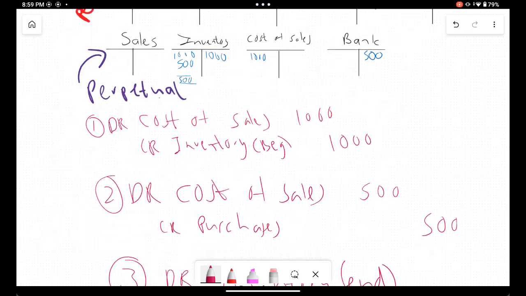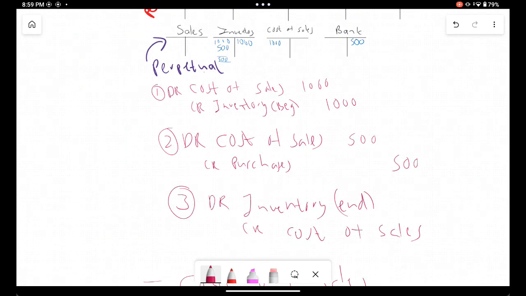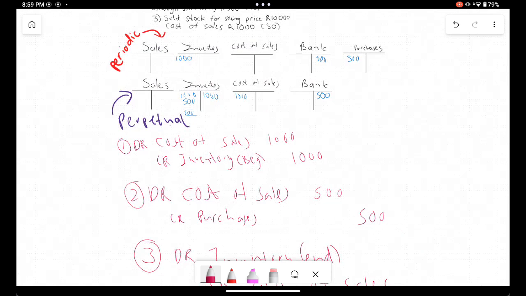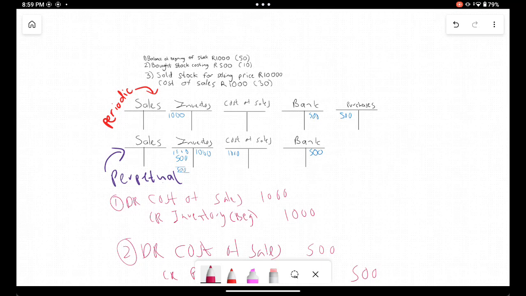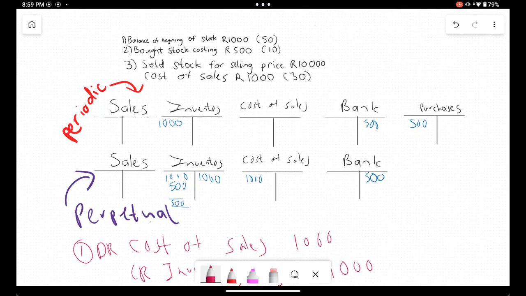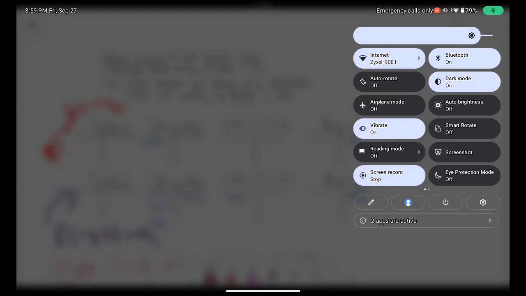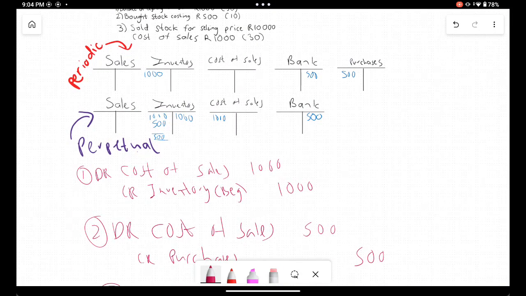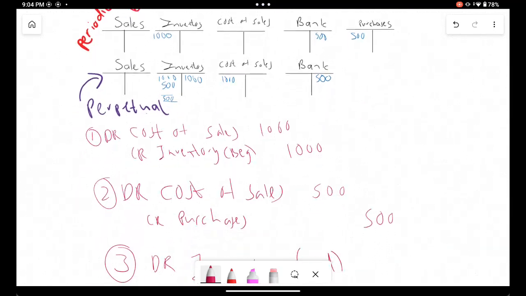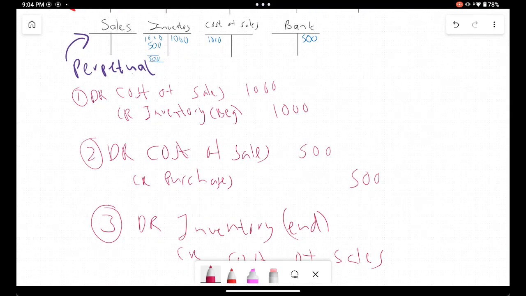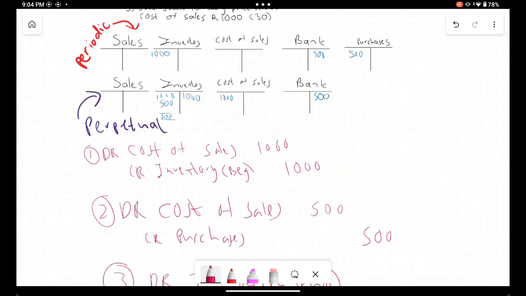I should have done this better. Actually, no. Because now weighted average or FIFO is going to mess it up here. So let me just do it simply without weighted average or FIFO. Okay, so this is part 2 of the video. So now we're working out our closing stock figure, and this is where we need our weighted average or FIFO. Depends what the question tells you.